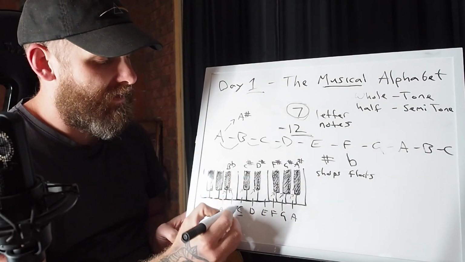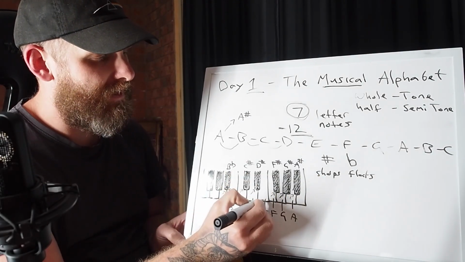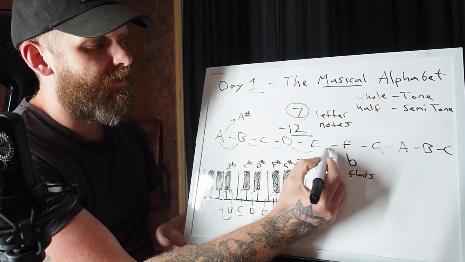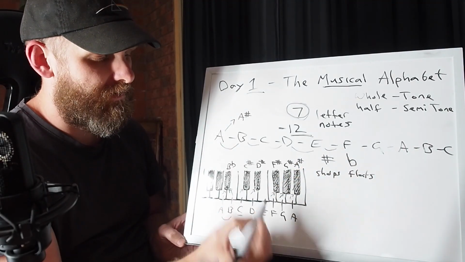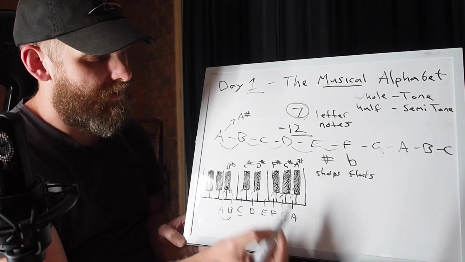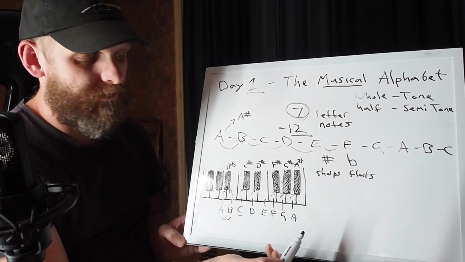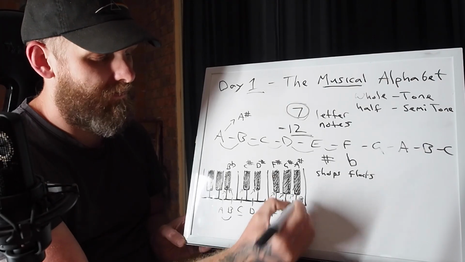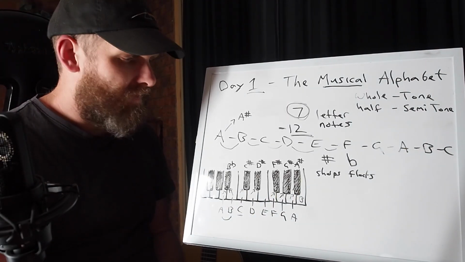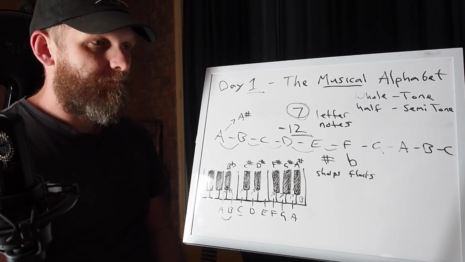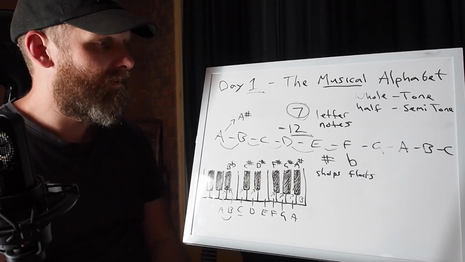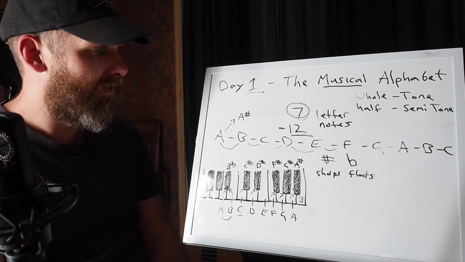Okay, C to D, whole step. D to E, whole step. E to F, half step, or a semitone. It's a smaller distance. F to G, whole step. G to A, whole step. A to B, okay? Tone and semitone. All right. Hopefully that all makes sense. We'll be going into this deeper in another video.